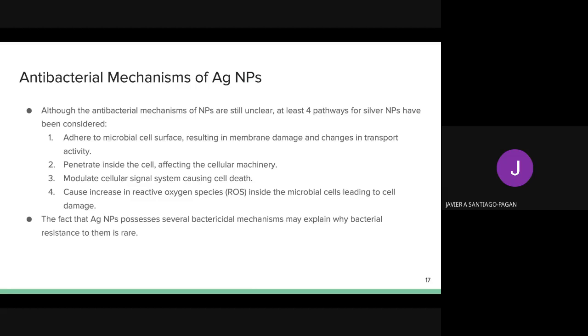The fact that the silver nanoparticles possess several bactericidal mechanisms may explain why bacterial resistance to them is rare, and they are effective against bacteria resistant to antibiotics.